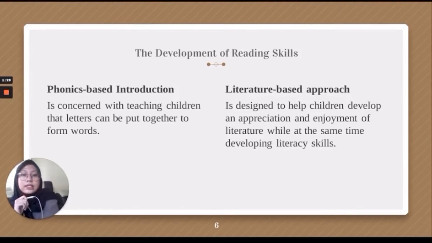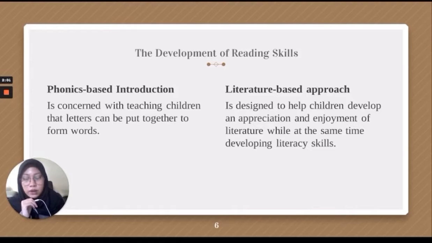Second one is literature-based approach. Literature-based approach is designed to help children develop an appreciation and enjoyment of literature while at the same time developing literacy skills. The literature-based approach in reading instruction involves teaching reading through exposure to literature. In other words, students learn how to analyze text by reading and analyzing text.